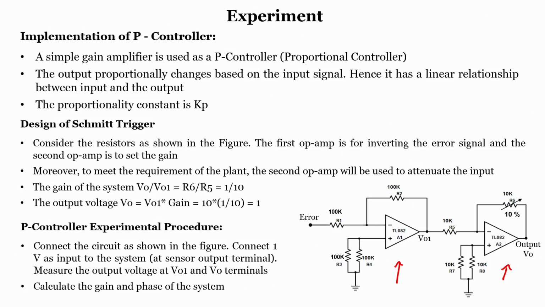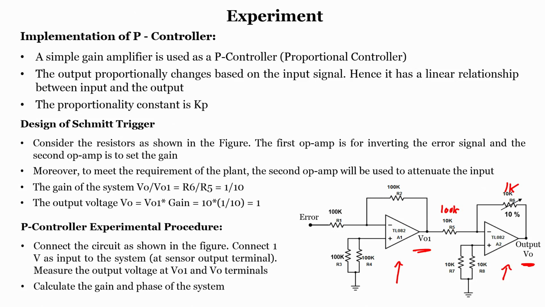The gain of the system is nothing but VO by VO1, VO by VO1 equals R6 by R5 equals 1 by 10, right. R6 by R5 equals 1 by 10, and if I set the value of R6 equal to 1 K, and R5 equals 100 K, alright. In that case, we can have 1 by 10, and the output voltage VO is VO1 into gain, which is 10 into 1 by 10, which is nothing but 1.